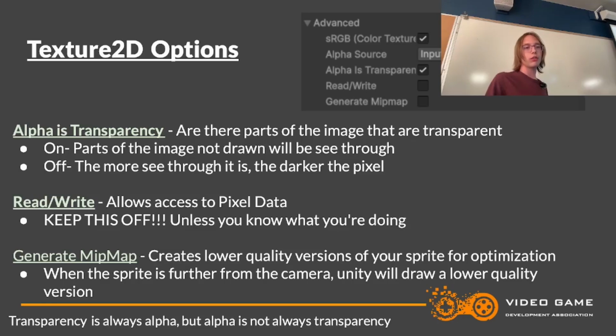So continuing forth, moving a little bit down now on those options. Alpha is transparency. Turn it on if you want parts of your image to be see-through. If not, then the more see-through it is within the image that you've given, the darker the pixel. So honestly, most of the time you're going to be keeping it on. You don't really need to have it off ever, so keep that on.